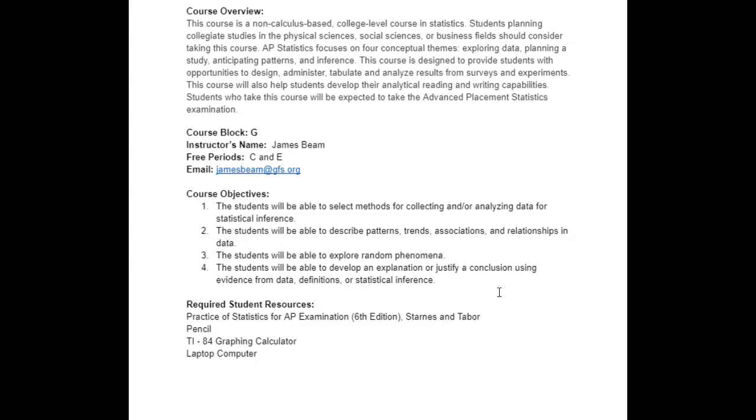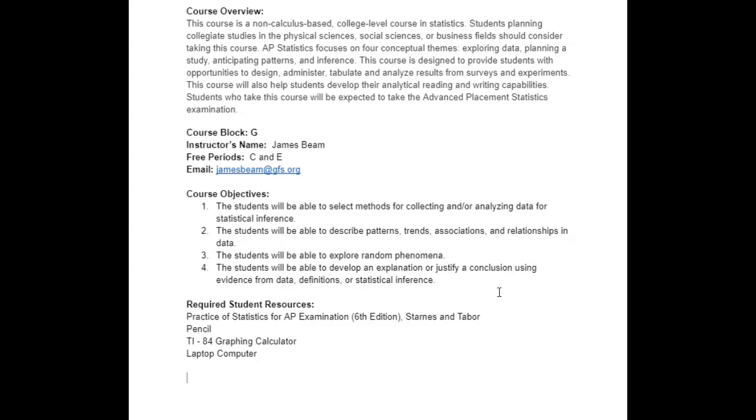All right, so these are the major course objectives. That's defined by the College Board and what they say AP Statistics is. We're using the Starnes and Tabor book, The Practice of Statistics for the AP Examination. That's in its 6th edition. It's really readable. I would highly advise having the book and reading through it as you're going through.